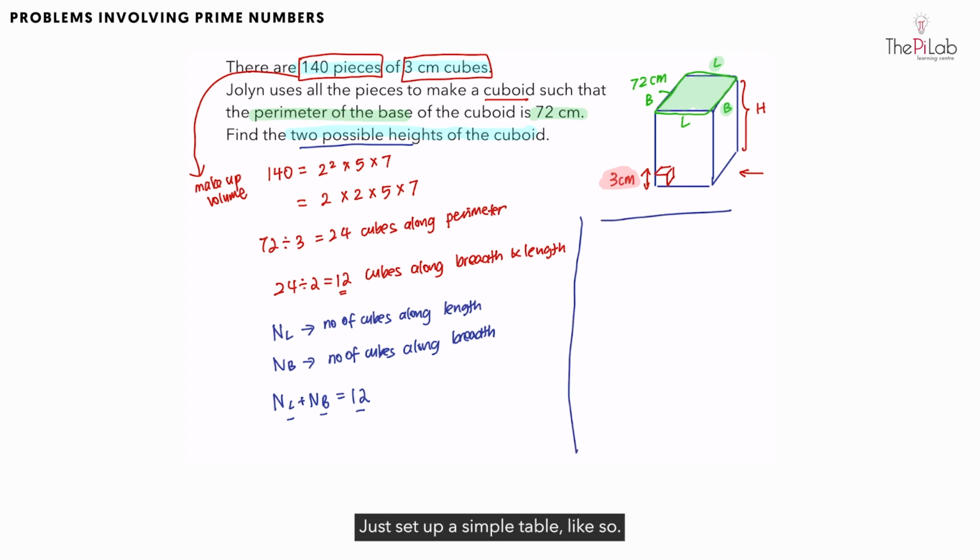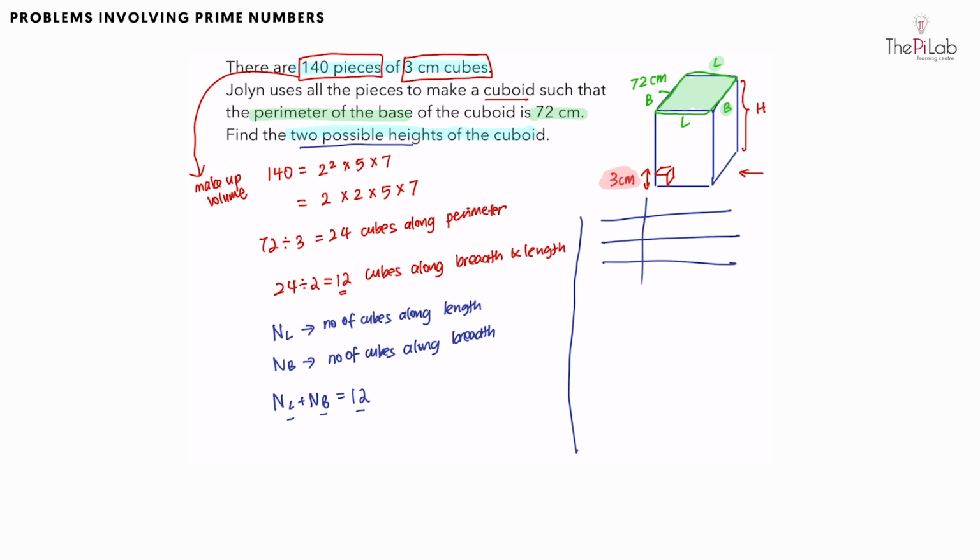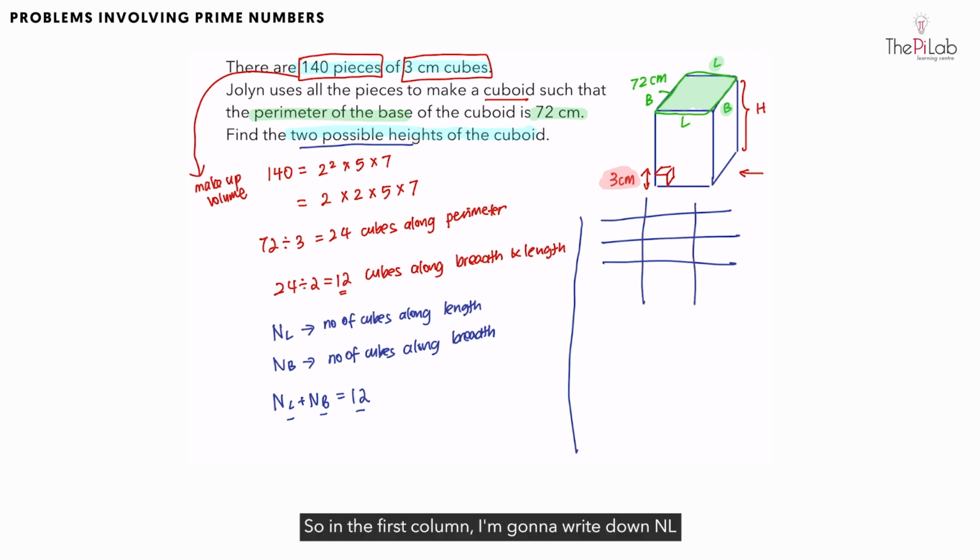Just set up a simple table, like so. In the first column, I'm going to write down NL, or the number of cubes along the length. In the second column, NB, the number of cubes along the breadth. And finally, in the third column, I'm just going to write down check, which means that I'm going to use this column to either accept or reject possible combinations of the number of cubes along the length and the number of cubes along the breadth.